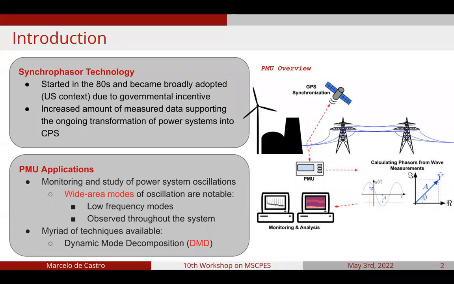So well, as a little bit of a background, the synchrophasor technology was first proposed and tested in the 1980s and became widely deployed after government projects that bolstered the deployment of the technology. The principle is simple. A device measures the voltage and current, and with GPS synchronization, it is possible to have a timestamp associated with the measurement. This allows for the calculation of phasors that are synchronized throughout the different measurement devices, spread out throughout the system.